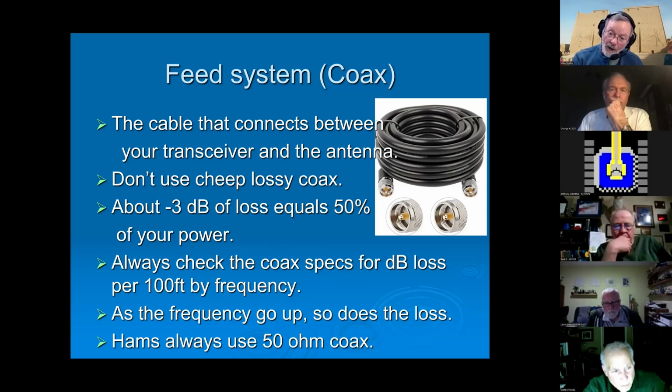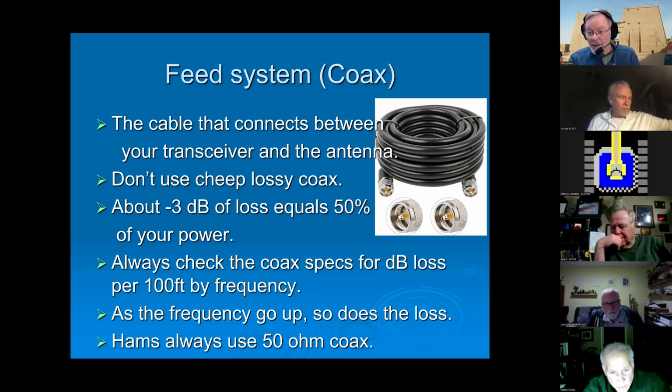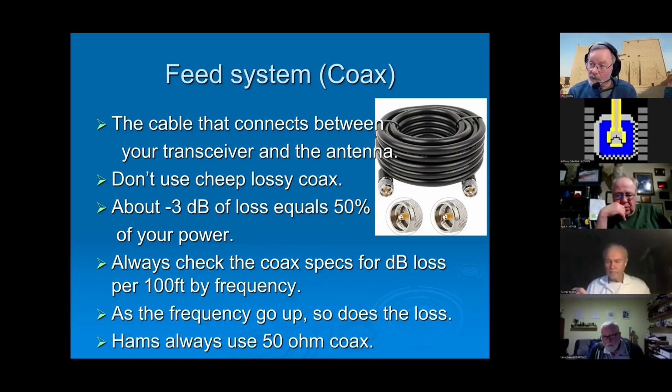So, one key thing to remember when you're looking at coax, and there's a bullet here, is that you always want to check the specs of that coax. You look at the coax number, the RG number on it, or LMR, or whatever reference it is, and then there'll be a grid, and that grid gets broken out by frequency. As the frequency goes up with coax, so does the loss. Also, the longer the coax is, the more losses it has.